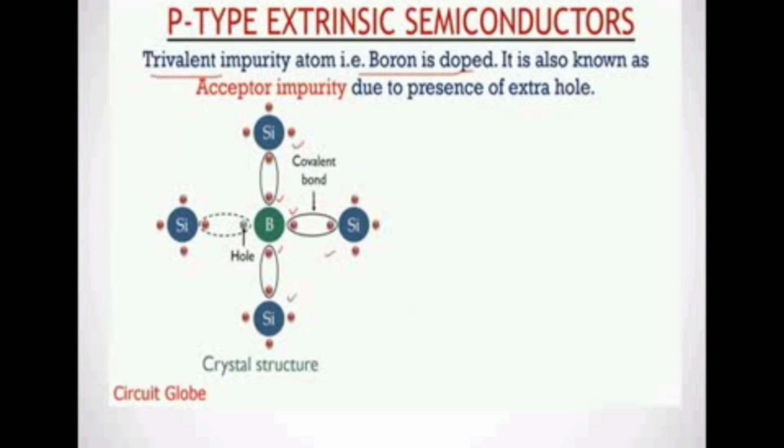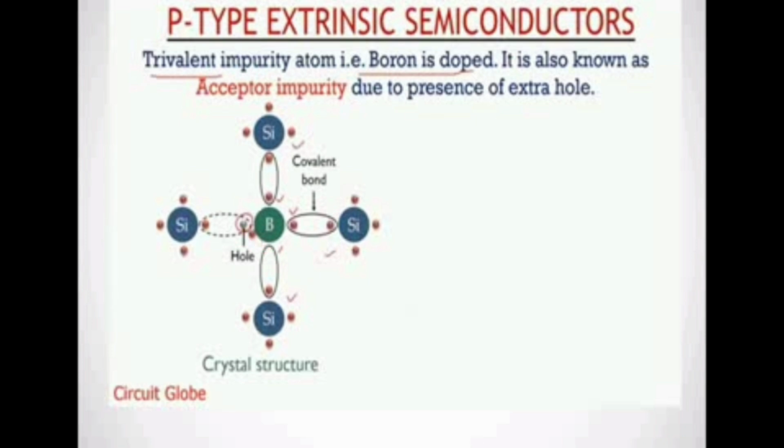Now it has an extra hole. See that the tetravalent silicon has 4 electrons in the outermost orbital. Boron has 3 electrons in the outermost orbital. So all 3 are shared with the silicon atom, and that one side has an empty space. That empty space is called a hole.